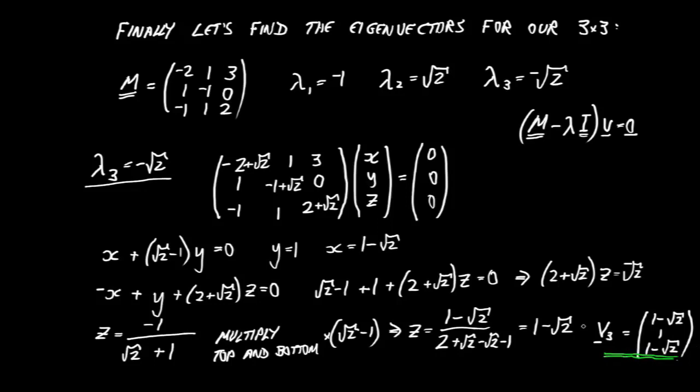So we're done. For our 3 by 3 matrix M, we found the 3 eigenvalues, and for each of them, an eigenvector. The last two of these, which involved the root 2, were more tricky just because there was more to keep track of, more messy expressions, but the basic maths is the same every time.